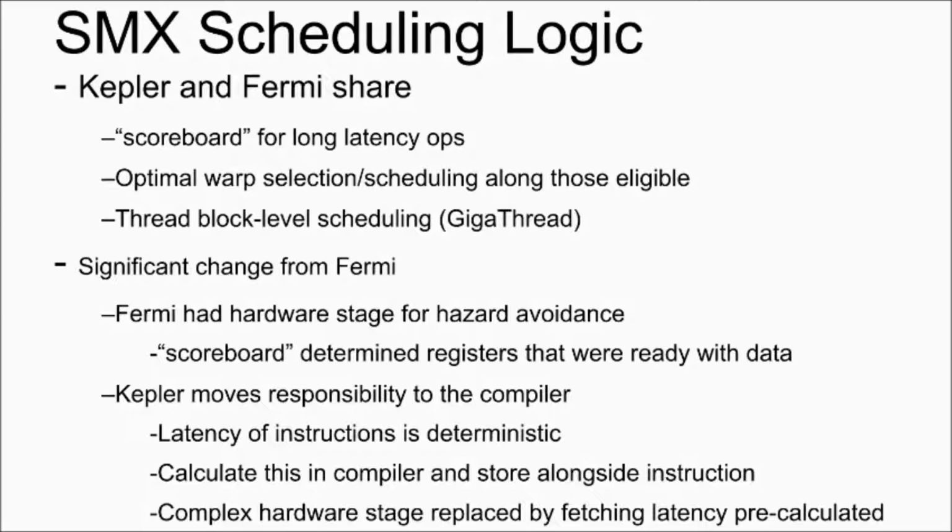As for improvements from the previous architecture, hazard avoidance was an area that was improved by taking what was a hardware-based stage in processing and moving it to the responsibility of the compiler. This is possible since it was found that the latency of instructions was deterministic. This value can be calculated by the compiler and stored directly alongside the instruction information. This allows the replacement of a more complex hardware stage for determining the latency with a simple fetch for the instruction, which comes along with the latency data attached to it.